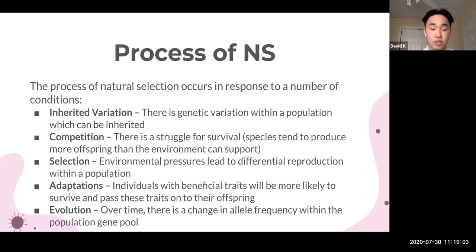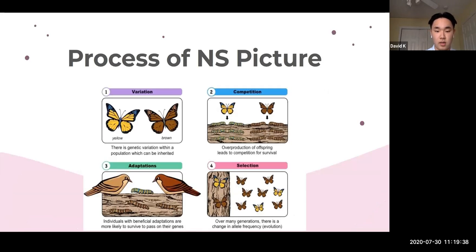And then lastly is evolution. This is over time, there is a change in the trait. Allele is basically another word for traits, frequency within a population gene pool. And these will all come together to essentially favor the good traits within an animal population to ultimately have those produce more offspring and become the new normal, essentially. So here are some pictures of what we just went over.